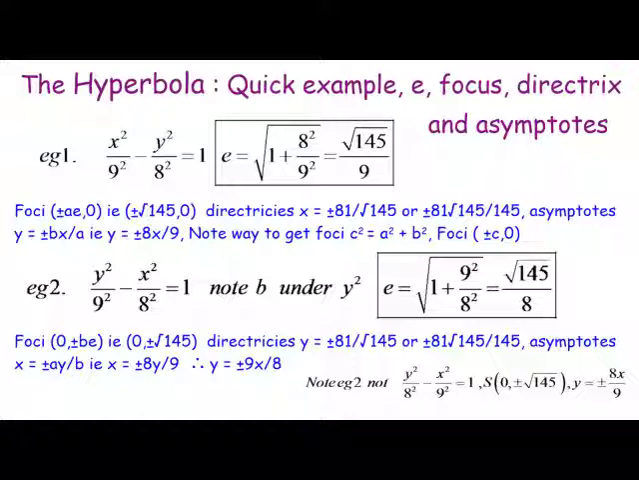You'll notice I've put in a quick note there about finding the foci quickly using a squared plus b squared equals c squared, where the foci are at plus or minus c, 0. Okay, so let's move along.